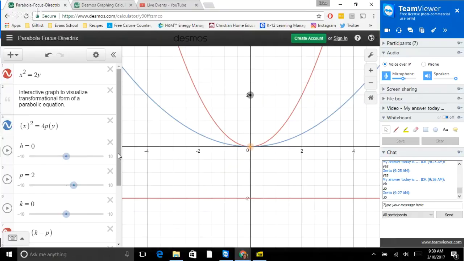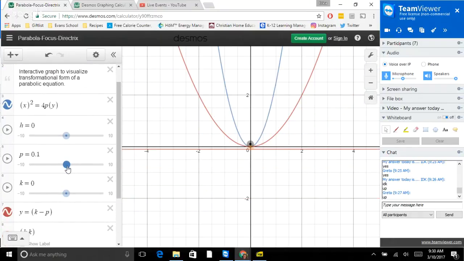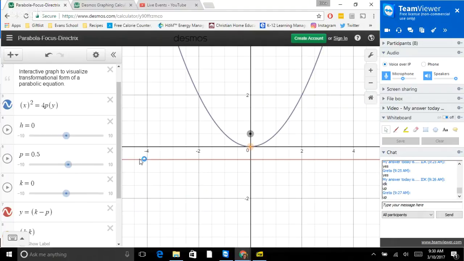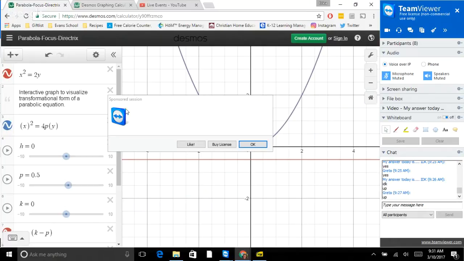Okay, so we said that p is equal to 1/2. There we go. p is equal to 1/2. So that means that my two parabolas do overlap each other. So I did that right, right?